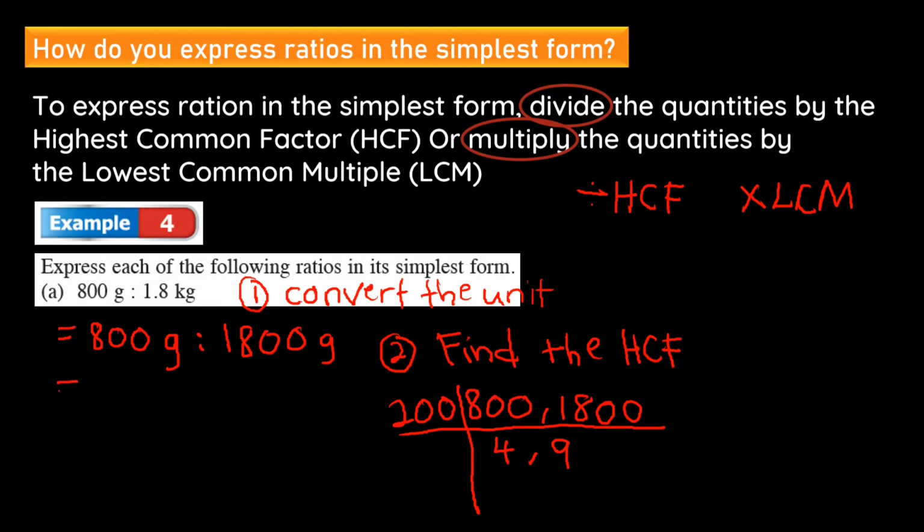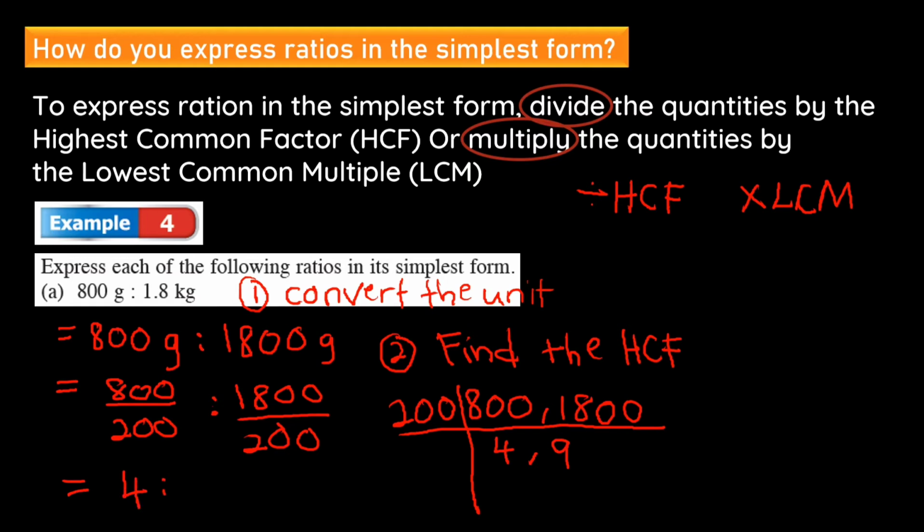What we need to do now is to write 800 divided by 200 ratio 1,800 divided by 200 as well. We need to divide both parts by 200, which is the HCF. The answer will be 4:9. This is the simplest form we get after we convert the unit and divide by the HCF.